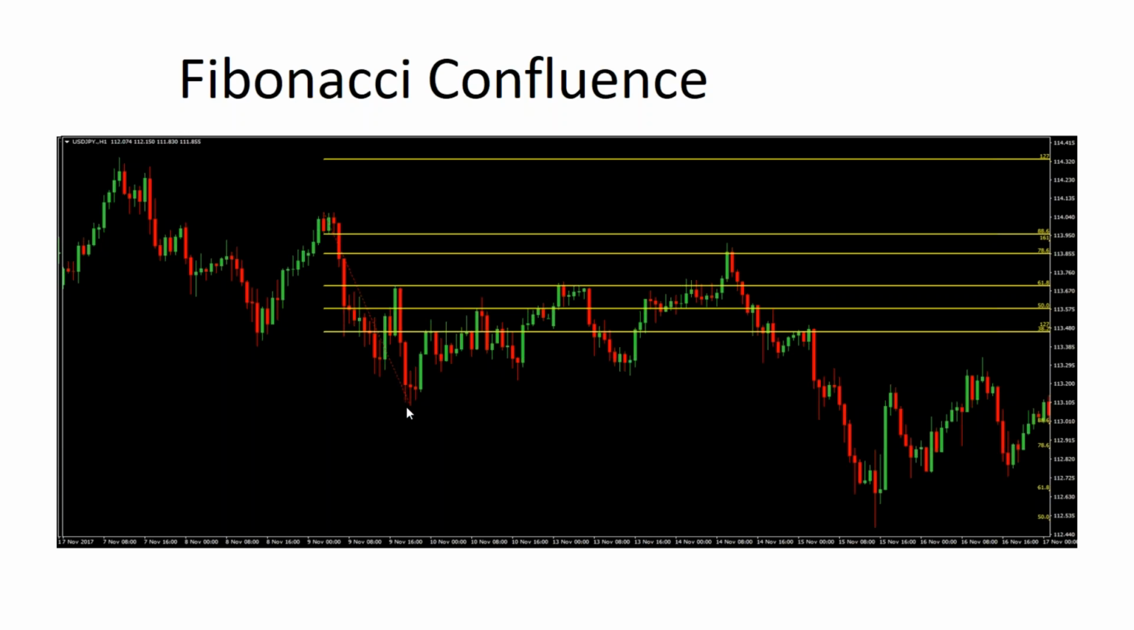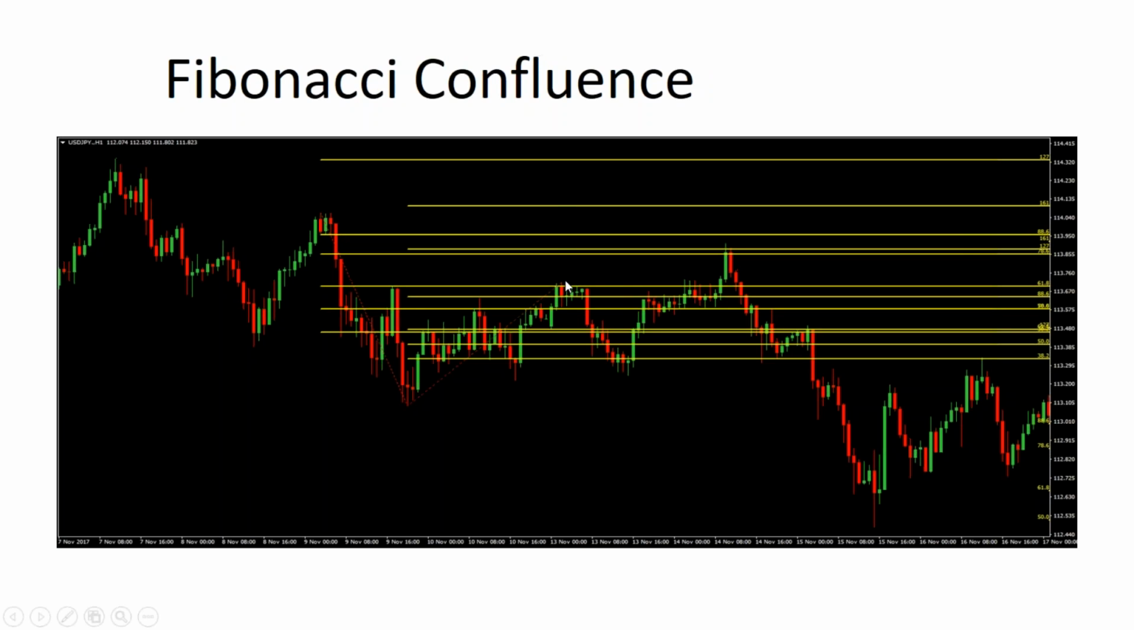Okay, so going back to how we apply the extension tool then, remember, because this time we're looking to project moves above the current swing, we measure from the low to the high, and then this plots our extension, okay? And look, you can see here that the 127% extension of that initial corrective move lines up pretty much perfectly with the 78.6% retracement level of that initial move.